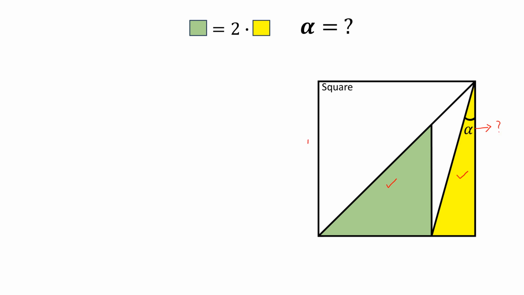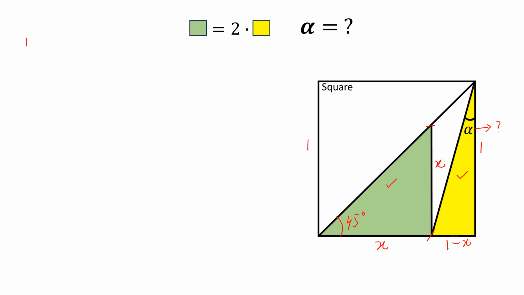Let the side of the square be 1. This side will also be 1. Let the base of this green triangle be x. Then the base of this yellow triangle will be 1 minus x. And this is a square, so this angle will be 45 degrees. If this is 45 degrees, then this length will also be x, from here to here.